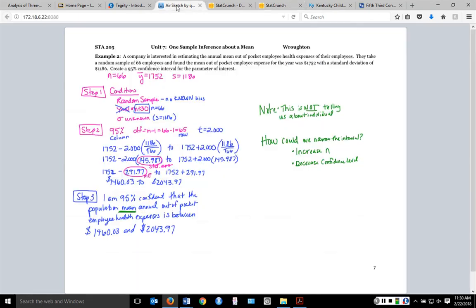Alright, so hopefully after this video, doing a confidence interval for a mean makes sense. The last video for this unit, we will talk about determining sample size now that we're working with a quantitative variable.